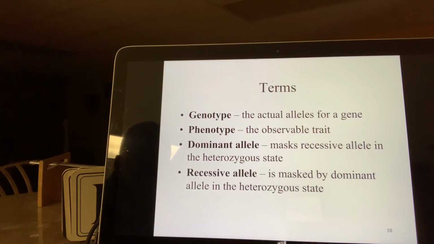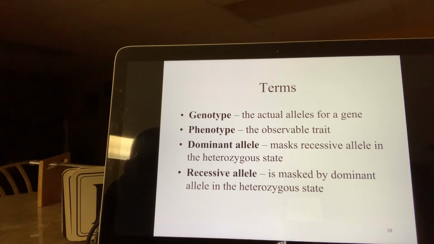Other terms that you need to know. Genotype. Genotype are the actual alleles for a gene. So if you got the same allele from your mother and from your father for a gene, you'll have the same allele for your genotype. You'll have two of the same alleles. A phenotype is the observable trait. That is whether or not you have a fixed or a free earlobe, or whether or not you have a widow's peak or not, or whether or not you can roll your tongue or not. The observable trait is the phenotype. The genotype are the specific two alleles for that trait.